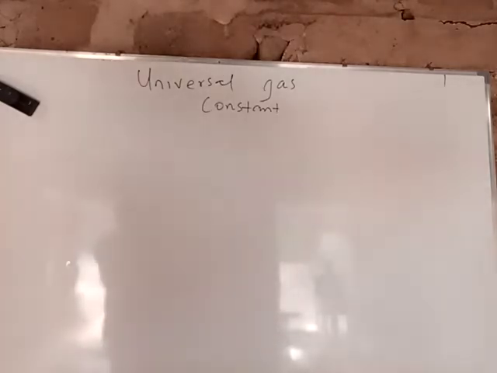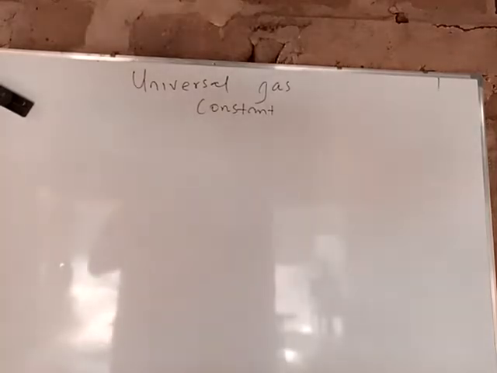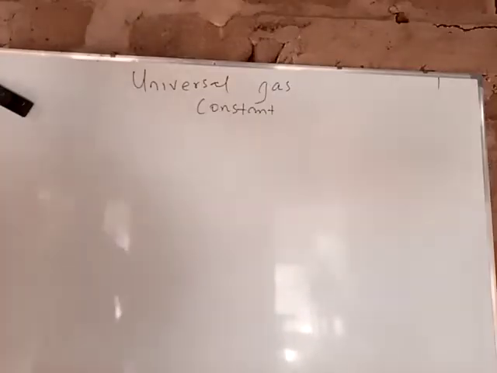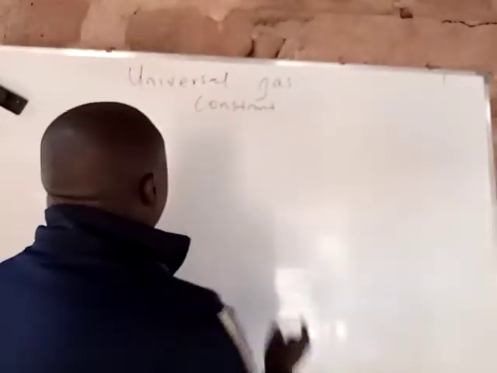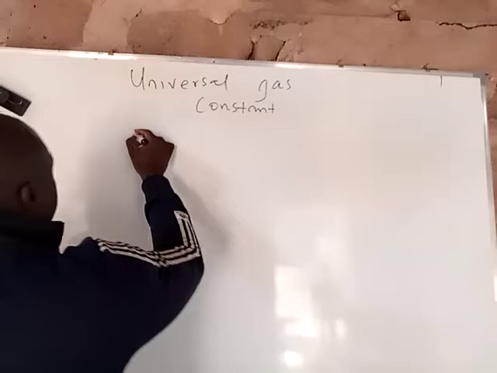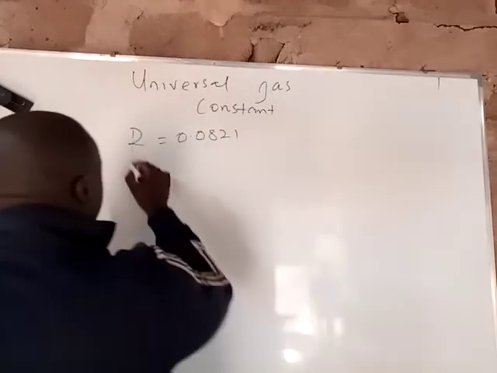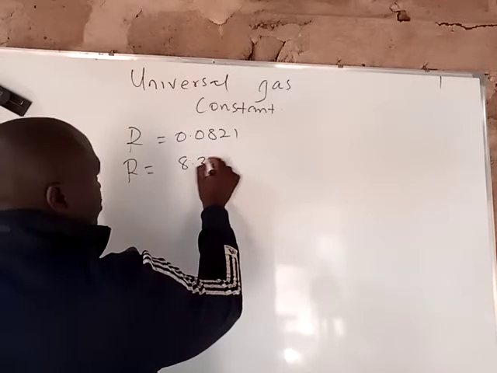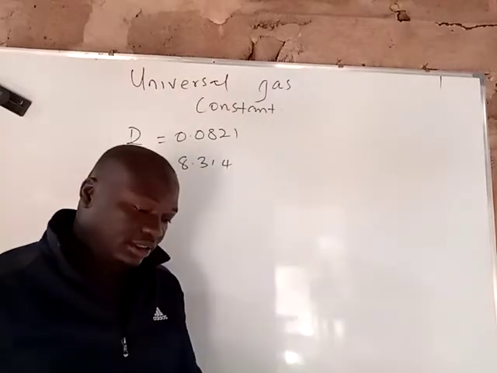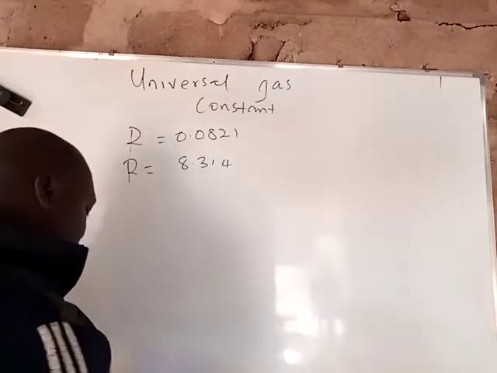As you can see, we are under universal gas constant, and I will start explaining to you why we use certain values of R, why we don't use certain values of R. Sometimes we see that your R is 0.0821, and sometimes under solving gas laws, you use that R is equal to 8.314. We have to know the reason. And if you know the reason, life becomes easier. It's as simple as ABC.